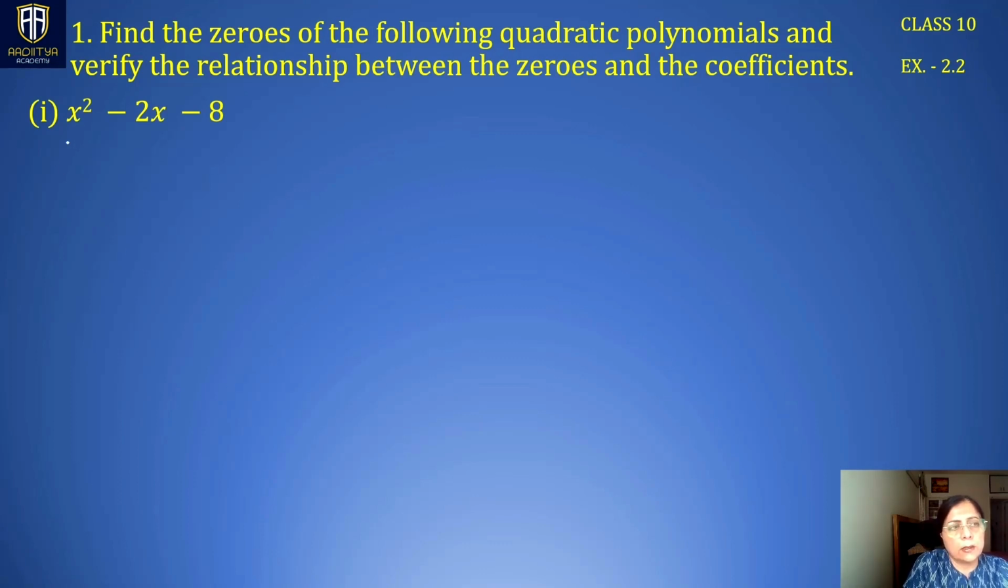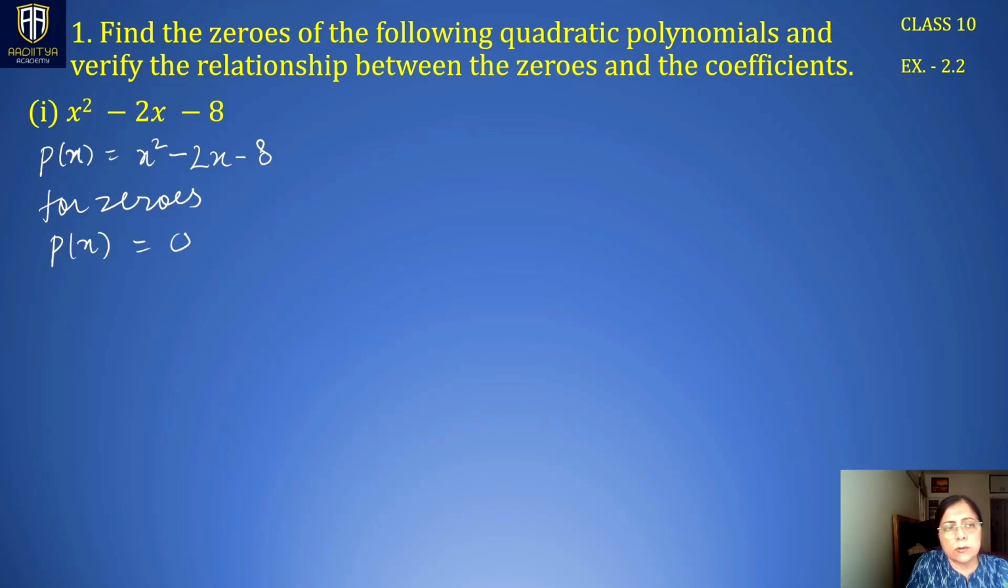Now, I'm starting with finding the zeros of this polynomial. I had told you, you can assume these polynomials as f(x) or p(x). Let us say p(x) is equal to x square minus 2x minus 8. So for zeros, you have to mention that since you are going to find zeros, that is why you are equating this polynomial to zero. By the definition of zero, we know that the value of the variable for which the polynomial becomes zero is called zero or root. So that is why I am making this polynomial equal to zero.